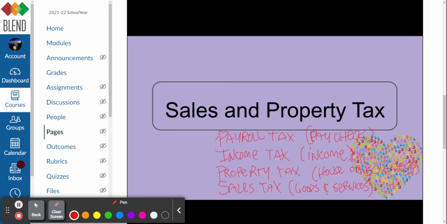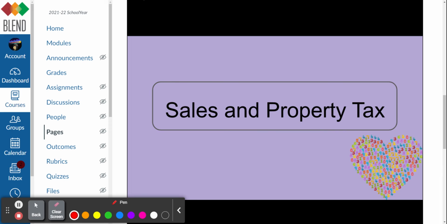All right. So yesterday we talked about payroll tax, which is the tax that comes off your paycheck. We talked about income tax, which is anytime you earn money, the government gets a little bit of it. Then there's property tax. Today we're going to talk about that. That's taxes on a house or a business. And then finally sales tax. And that's the one you're used to actually doing as a 5th grader. Anytime you buy something, you pretty much pay sales tax. So, all right. So let's take a look.